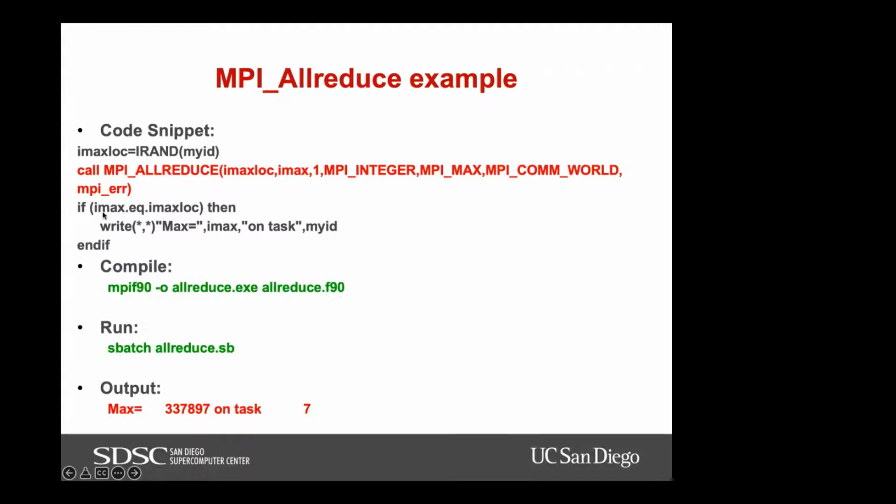Then I'm adding another thing: if Imax is equal to the Imax local, then I can say, hey, the maximum is on this task. So essentially, we'll find out where the maximum is. There's actually a routine that even returns the maximum location, but I just did it this way to illustrate that it goes to all the processes. So in this case, when I compile and run, you can see that the maximum was some number, but it was on task 7, right?